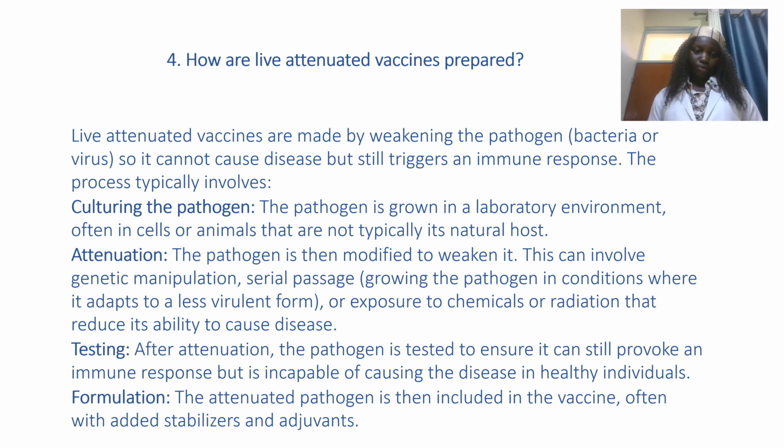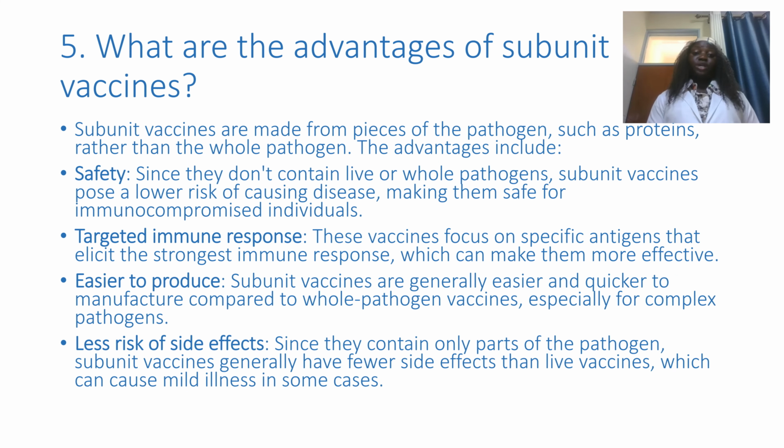Testing. After attenuation, the pathogen is tested to ensure it can still induce an immune response but is not capable of causing disease in healthy individuals. Then formulation. The attenuated pathogen is then included in vaccines along with stabilizers and adjuvants. This brings us to the last question, which is question 5 on my slides, and it's question 20 on the given questions. What are the advantages of subunit vaccines?